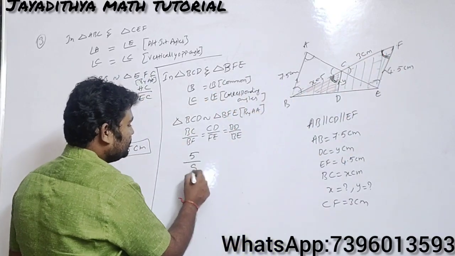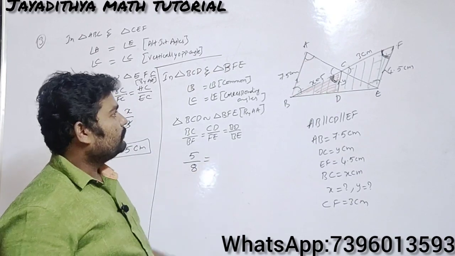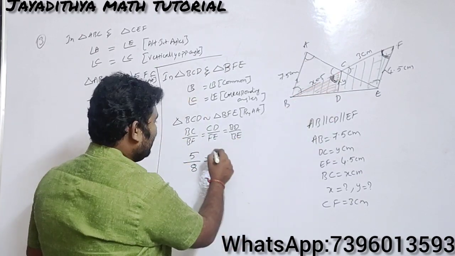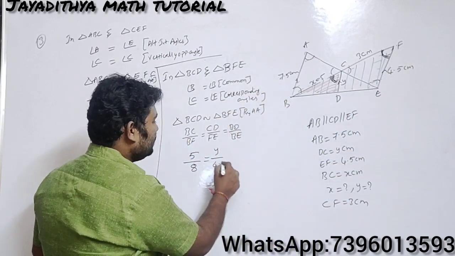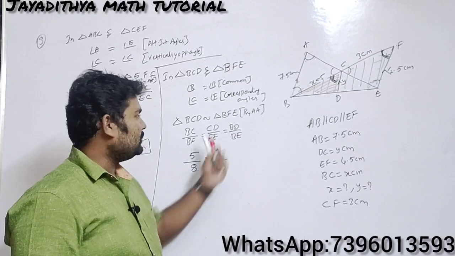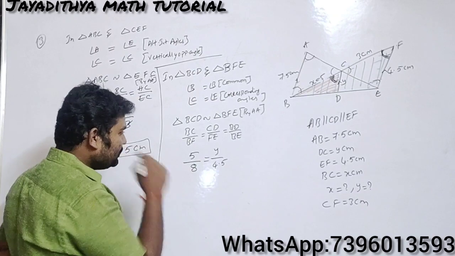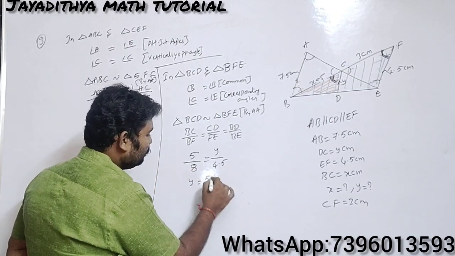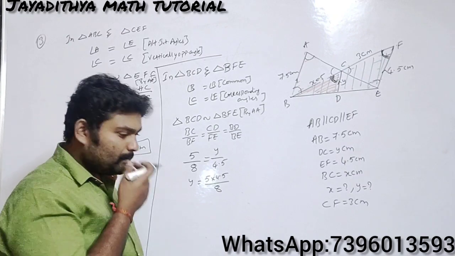So overall, you can add them. 5 plus 3 is nothing but 8, which is equal to CD by FE. CD is nothing but Y, and FE is nothing but 4.5. By taking these two ratios you can easily find the value of Y. There is no need for us to take the values of BD and BE. So what happens to Y now? Y will be equal to 5 into 4.5 by 8.